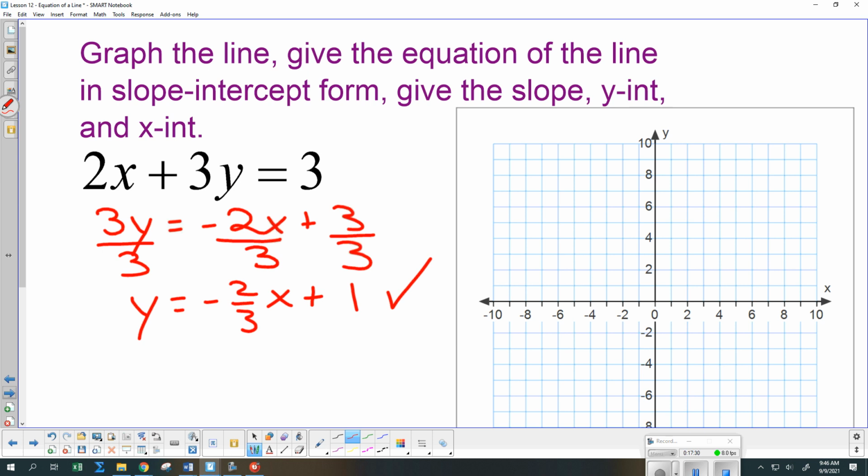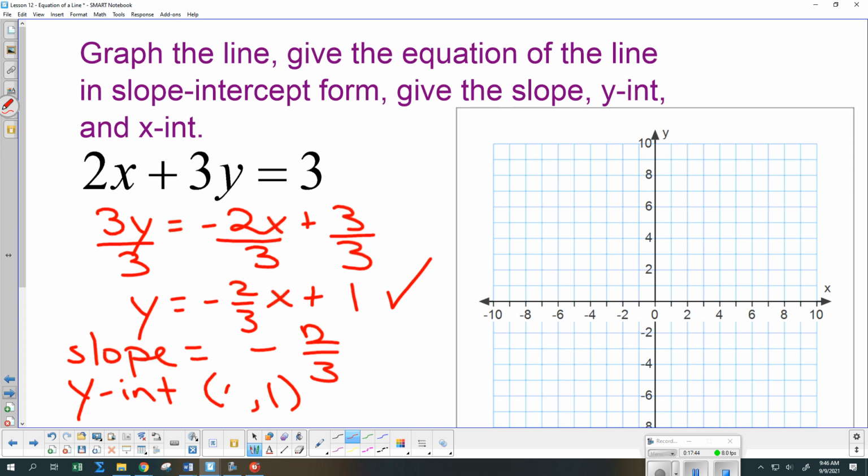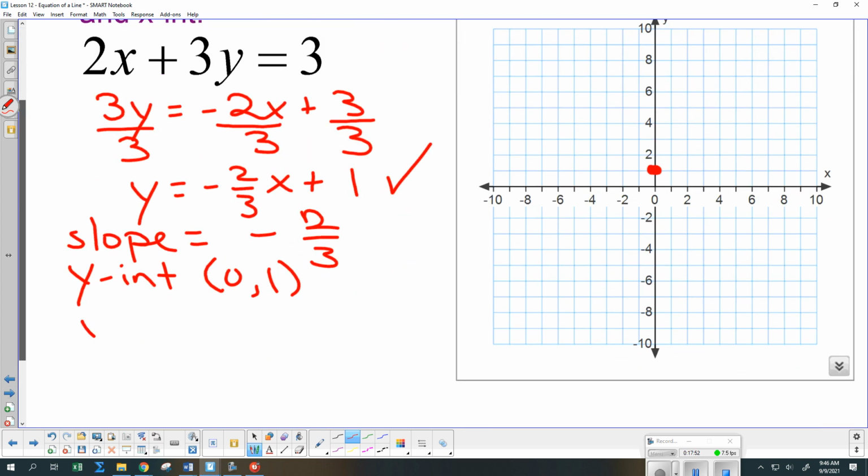Then we can say that the slope is -2/3. We can say that the y-intercept is 1, except we have to write that as an ordered pair. So that means on the y-axis we go to 1, so that point is (0, 1). And our x-intercept we need to find. It's got to be something, 0.